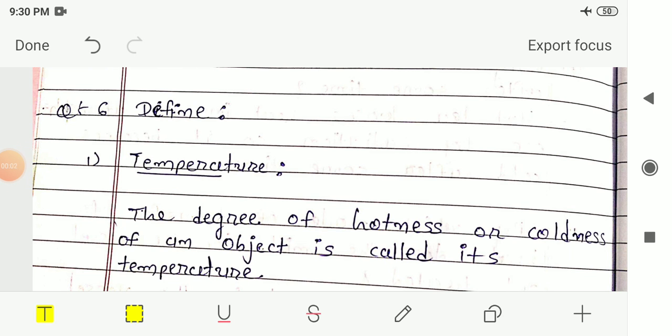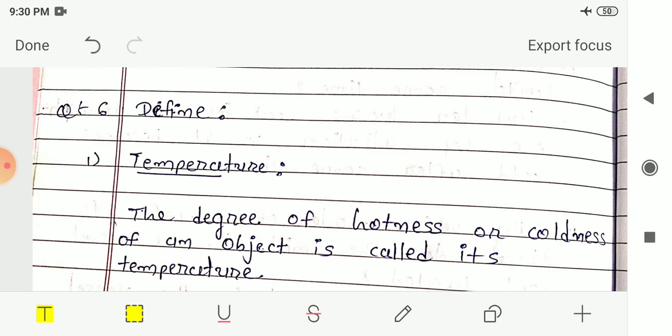Hello students, in this video we are going to study the remaining exercise for chapter 4. The chapter name is Heat, class 7, subject science. So before starting those exercises, let me recall what we had learned in this chapter.